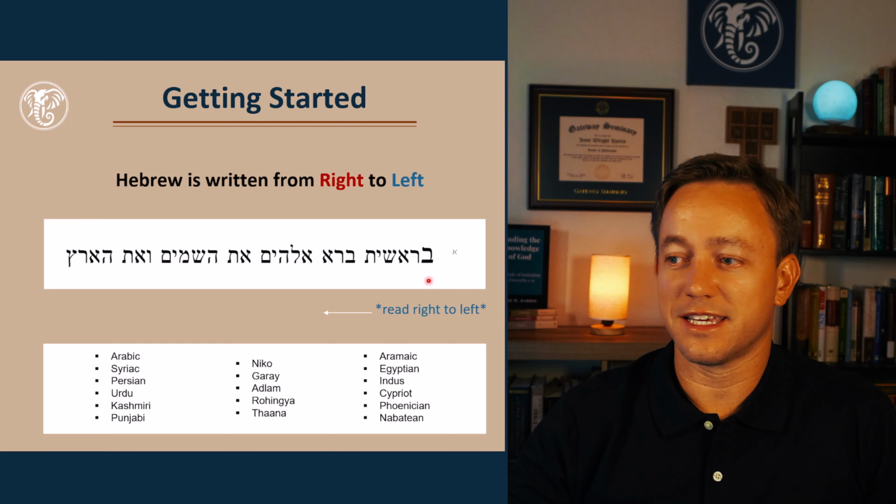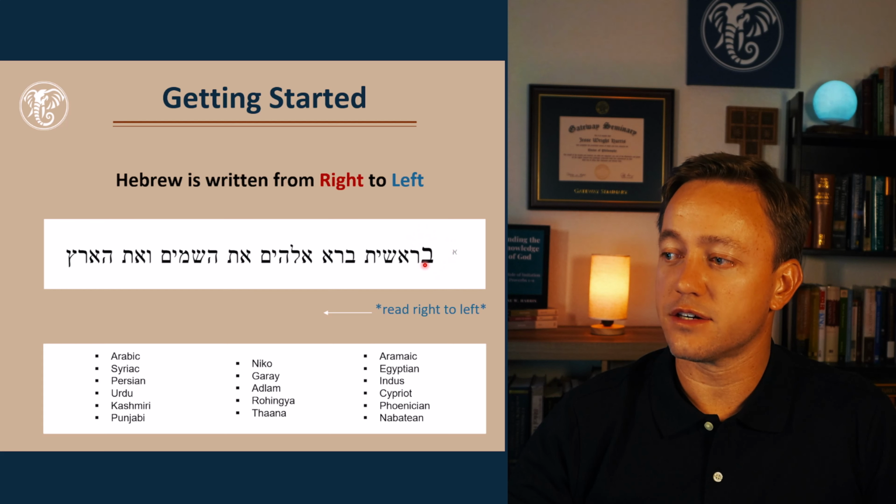So as you can see here, this is an example of Genesis 1:1, which we're going to look at in some different variations here. But Hebrew is written from right to left. So the text starts over here to the right, and it is read to the left. So this one is Bereshit bara Elohim et hashamayim ve'et haaretz.